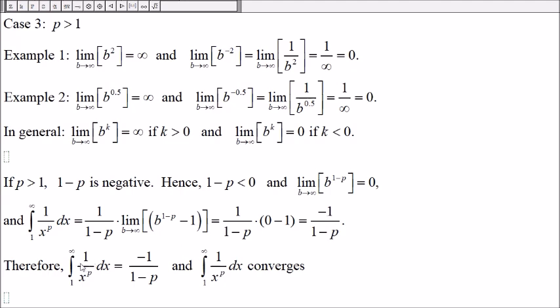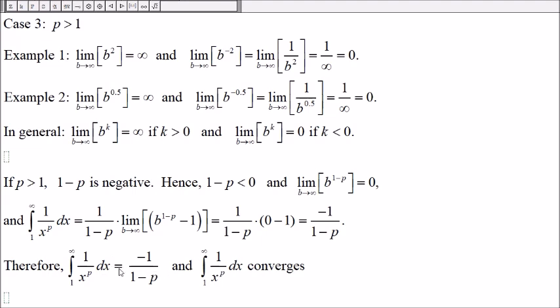And therefore the integral of 1 divided by x to the p is equal to negative 1 divided by 1 minus p. So for example, if p is 2, which is greater than 1, then we get negative 1 divided by 1 minus 2, which is 1. If p is 3, then we get negative 1 divided by 1 minus 3, which is negative 2, and that comes out to be 1/2.